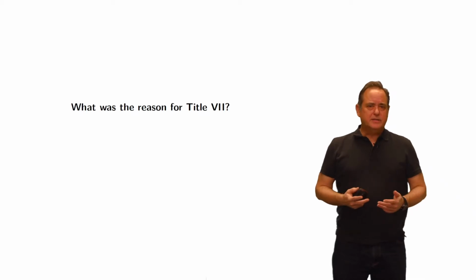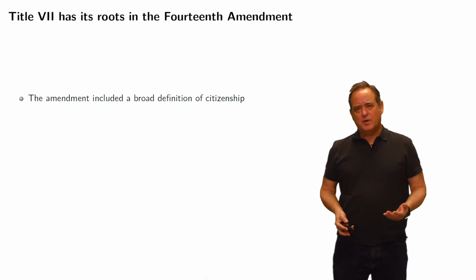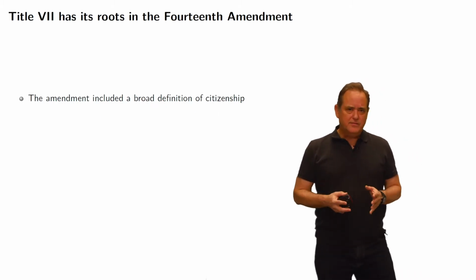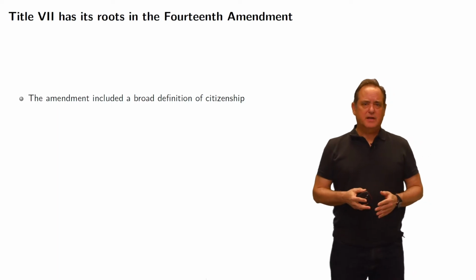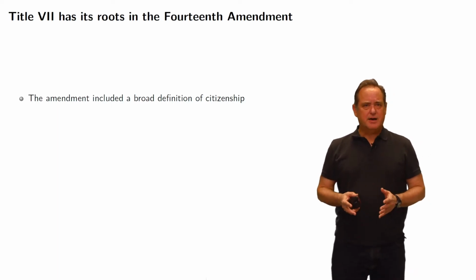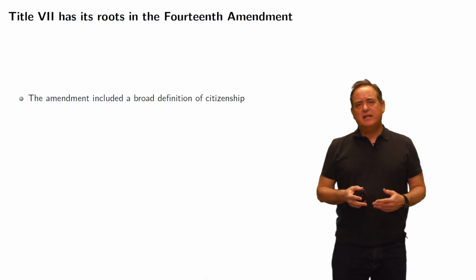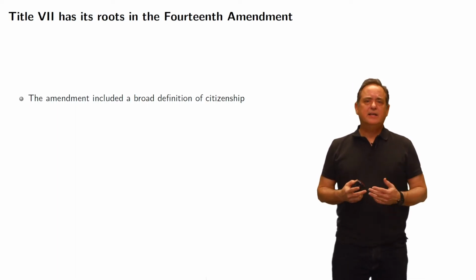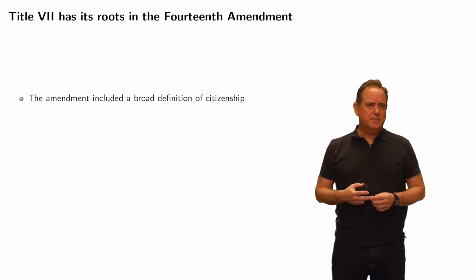What was the reason for Title VII? Where did it come from? Well, of course, we know that Title VII arose out of the civil rights movement of the 1960s. There's no doubt about that. Nevertheless, Title VII really has its roots in the 14th Amendment.